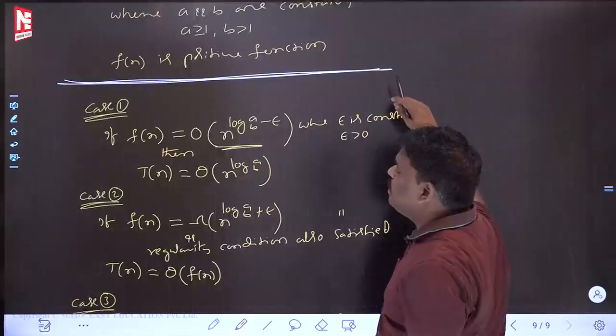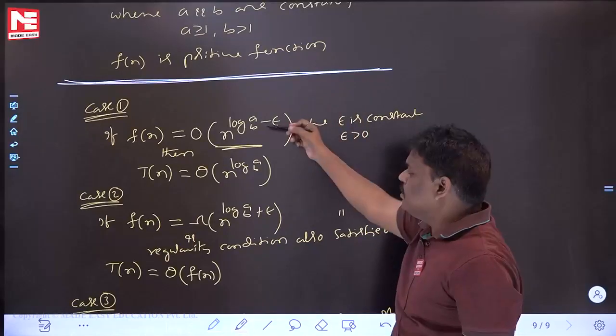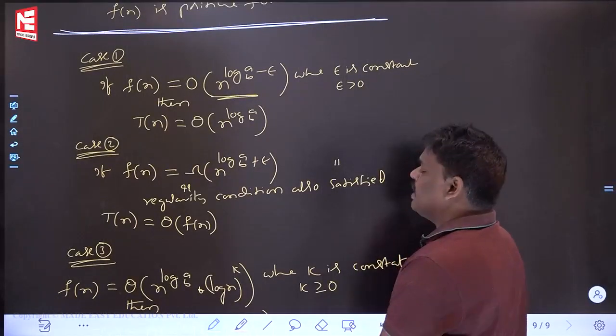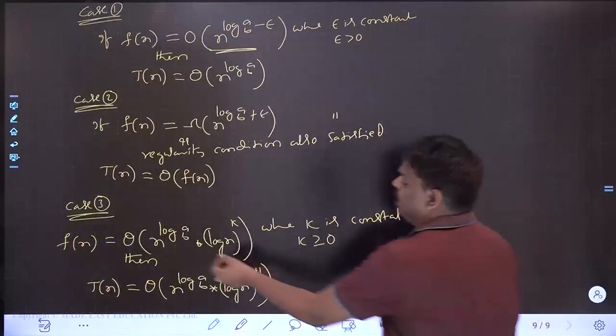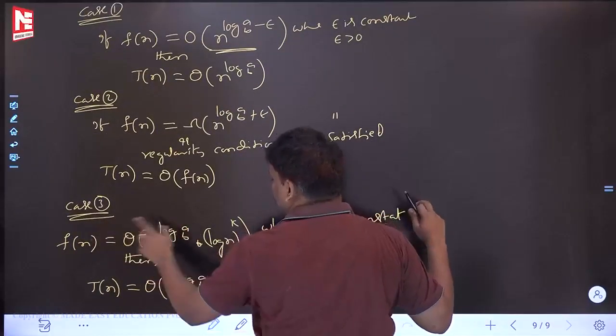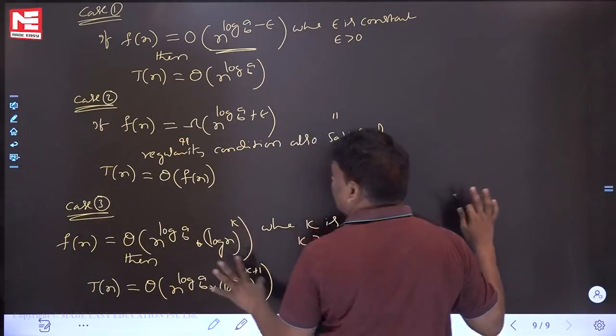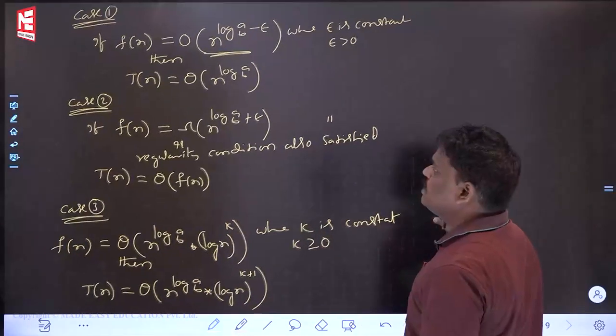What is case 1 saying? If n power log a base b is bigger, that is the answer. Case 2 says if f(n) is bigger, that will be the answer. Case 3 says theta. Theta means both are equal. If both are equal, then take the right hand side thing. If there is k there, just write k plus 1. That is what the master theorem is saying.